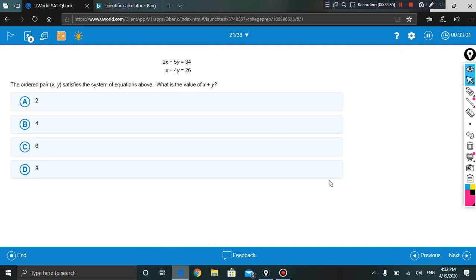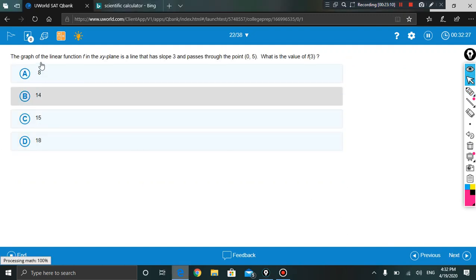Right? Okay, next question. The ordered pair. What's the value of x plus y? Well, there's a neat trick here. You don't have to solve the equation. Subtract both equations right away. 2x minus x is x. We're just subtracting both equations. 2x minus x is x. 5y minus 4y is y. So x plus y: 34 minus 26 is 8. So the answer is D. Without any solving, without any trouble, the answer is D.